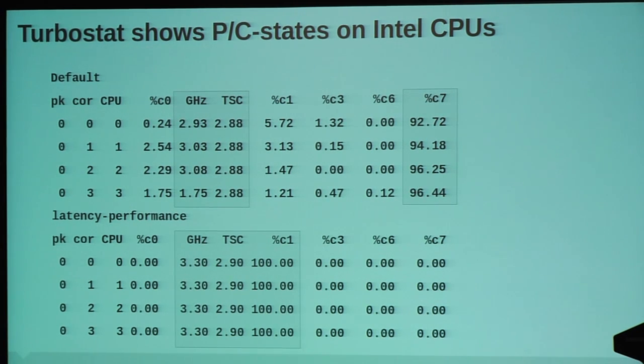There's a tool called Turbostat in RHEL 6.4 in the CPU power utils package, or in the kernel tools package in RHEL 7, and it can tell you what C states and frequencies all your cores are at. It's a great debugging tool to find out if you're hitting any of these power problems that we're talking about.